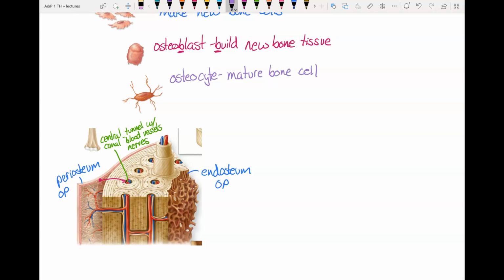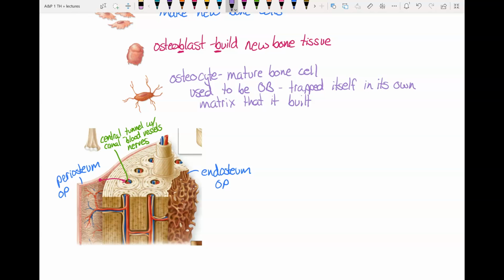Every osteocyte used to be an osteoblast. So this used to be an osteoblast, but it finished building matrix and it surrounded itself. So it trapped itself in its own matrix that it built. And once it becomes trapped in its own matrix, that's when it converts from an osteoblast to an osteocyte.